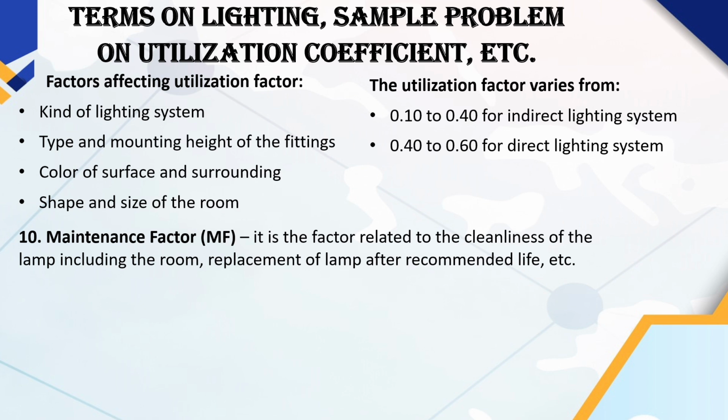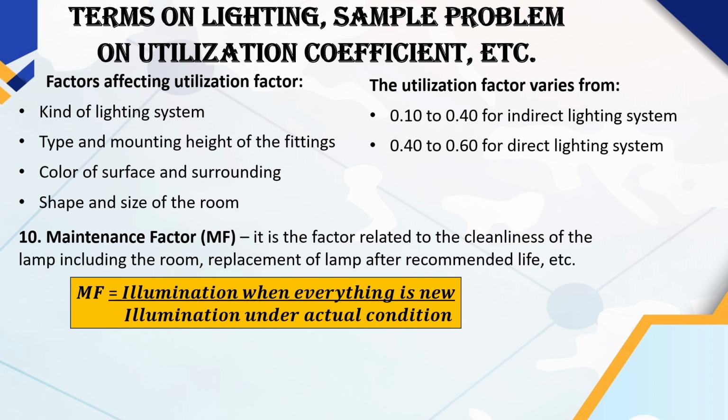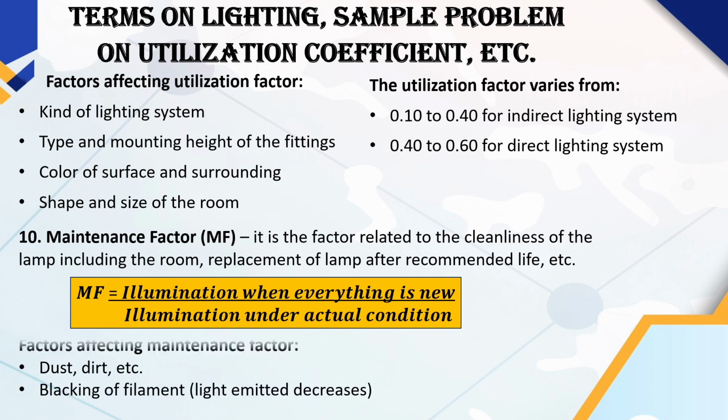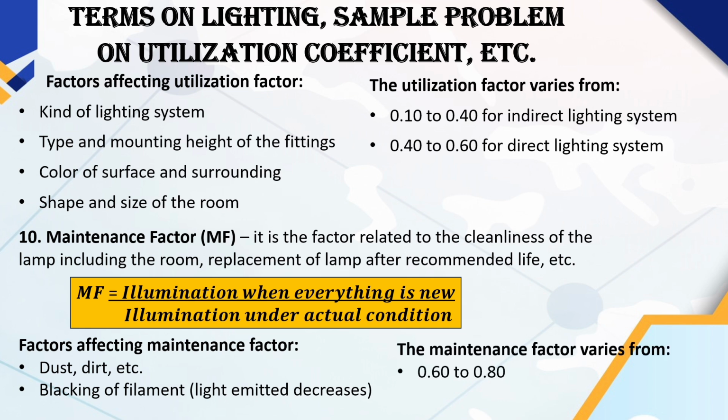So this is the formula: maintenance factor is equal to illumination when everything is new divided by illumination under actual condition. The factors affecting maintenance factor are dust, dirt, etc., and blackening of filament. Light emitted decreases. The maintenance factor varies from 0.60 to 0.80.